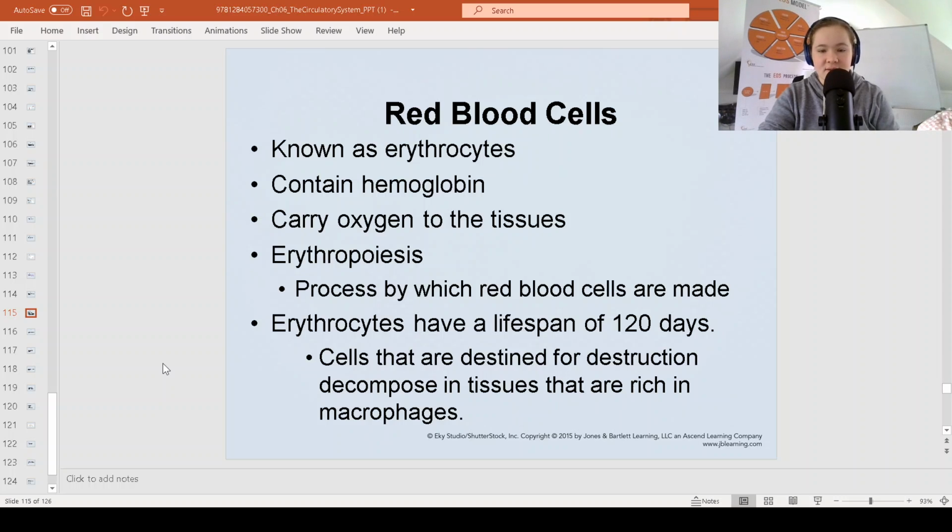Erythropoiesis is the process by which red blood cells are made. Erythrocytes have a lifespan of 120 days. Cells that are destined for destruction decompose in tissues that are rich in macrophages.